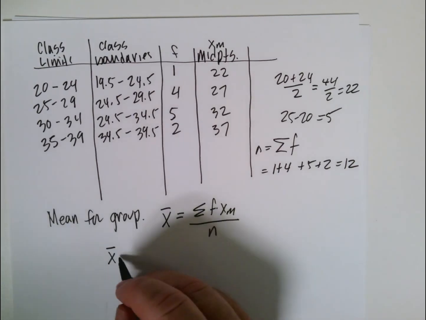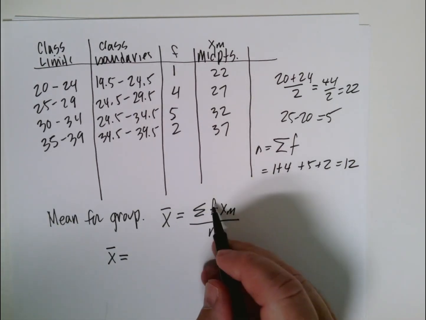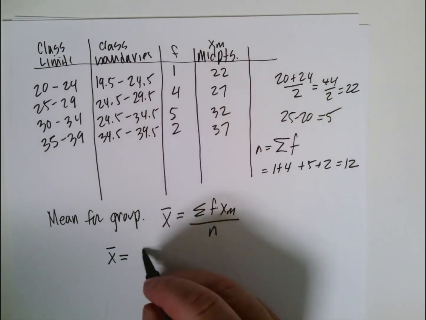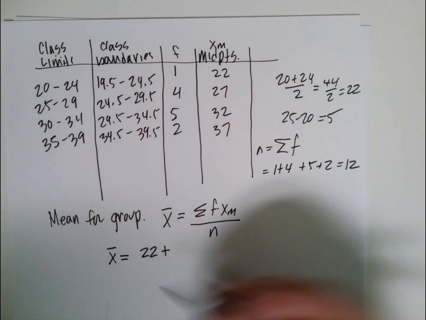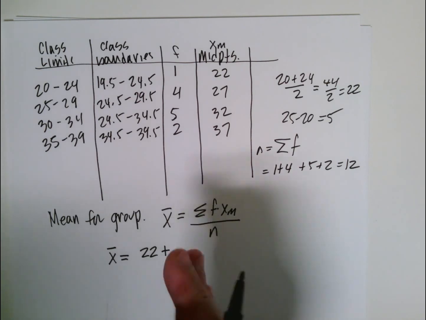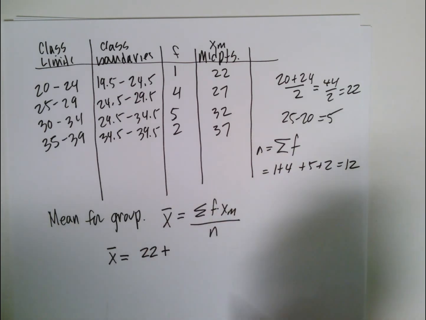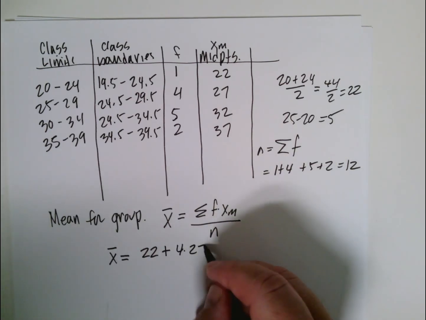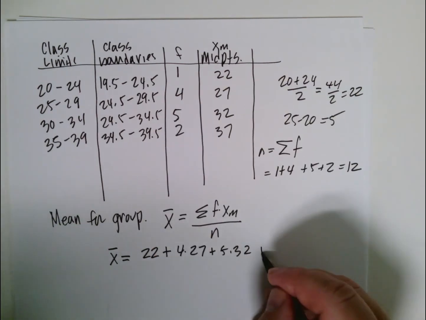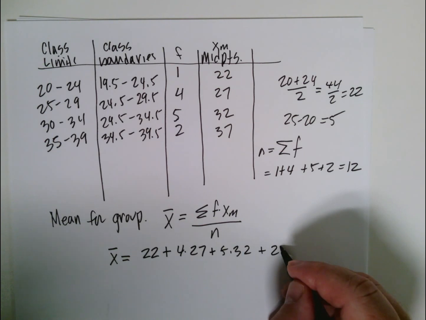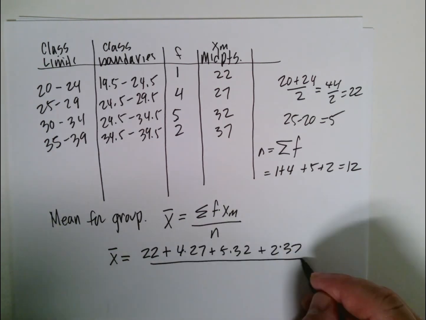Alright, so let's write this down the way we're going to do this problem. The frequency there's 1, so we use 22 for that data point. Plus now there's 4 of those. Since it's the same thing over and over, I could write it as 27 plus 27 plus 27, but it's just easier to say 4 27s plus 5 32s plus 2 times 37 over 12.